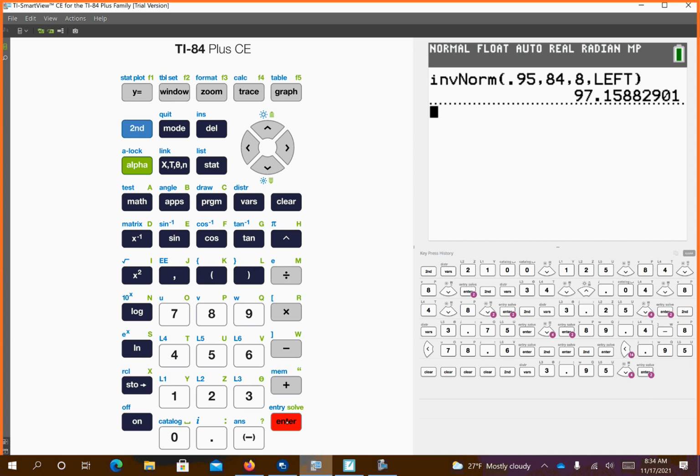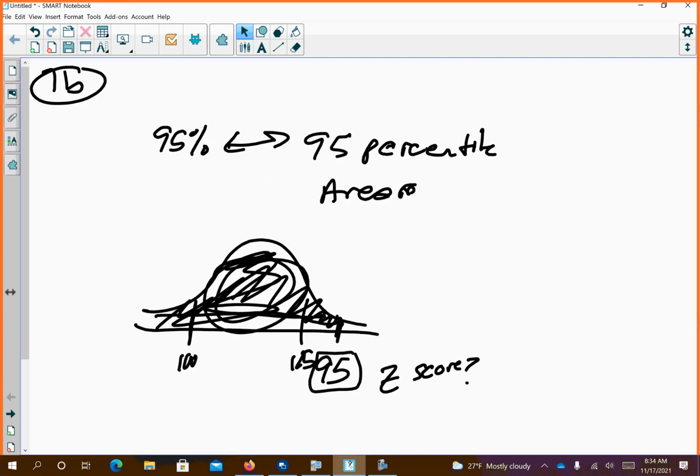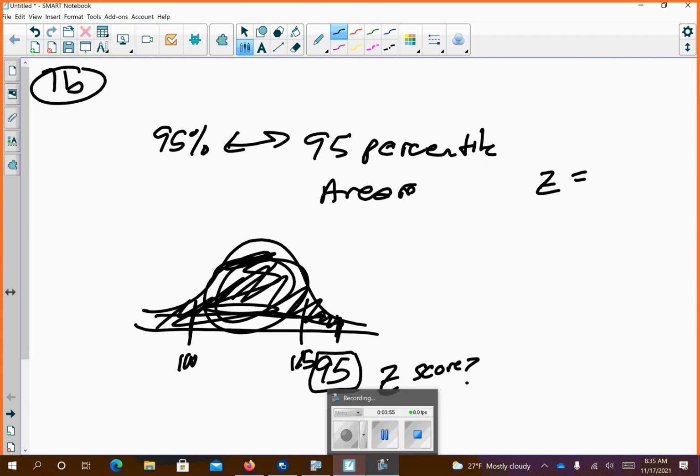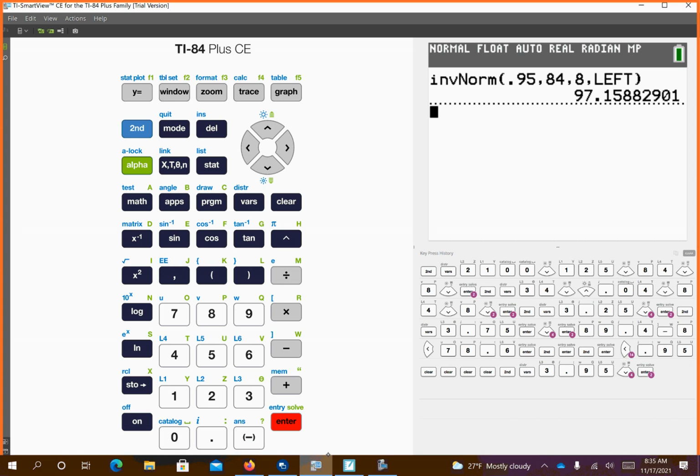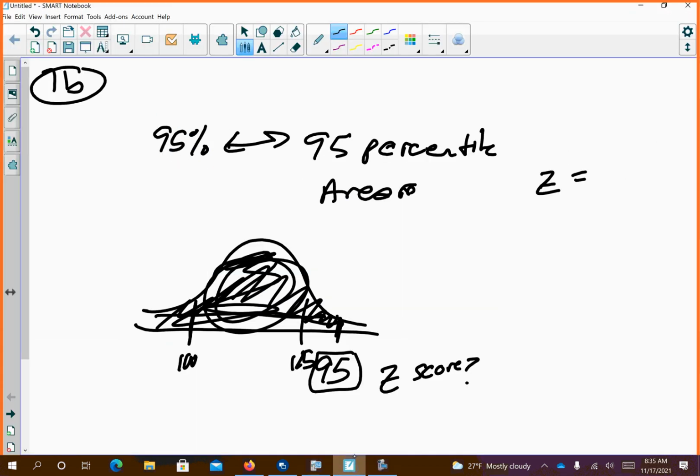Okay, and then use 7A. What is the z-score of the 95th percentile? So z-score, we're going to go, what did we say? Wouldn't those answers end up being the same? So I'm going to put the 97.15 in.